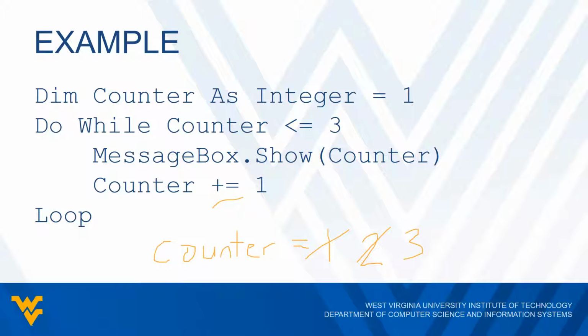So we go back to our condition. 3 less than or equal to 3 is true. So we go back into our loop again. We're going to display 3 in a message box. We're going to increment our counter by 1. So now our counter becomes 4. So we go back to our condition. 4 is not less than or equal to 3. That's false. So we skip the rest of the body of the loop and we just exit the loop.